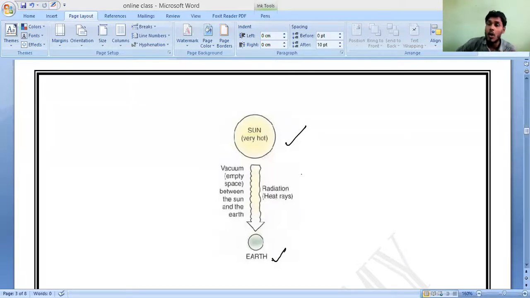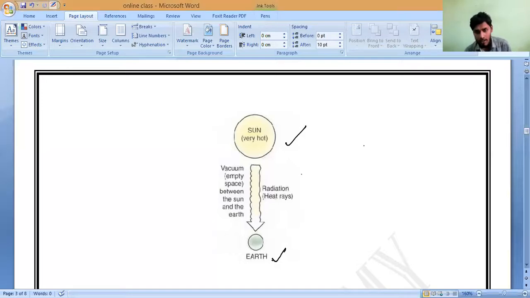It is transferred by the third mode of heat transfer, known as radiation, because the sun is an extremely hot object, so it emits heat radiations, or what we call heat rays. In every direction the sun produces sunlight and heat rays. These heat radiations travel through the vacuum between the sun and the earth at a very, very high speed, in a fraction of a second. I will give you the value: 3 into 10 power 8 meters per 1 second of time. This much distance they will travel.